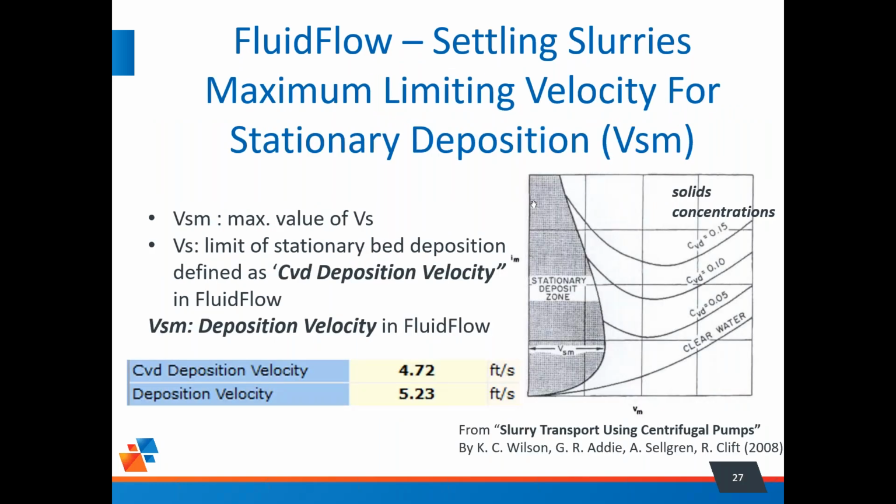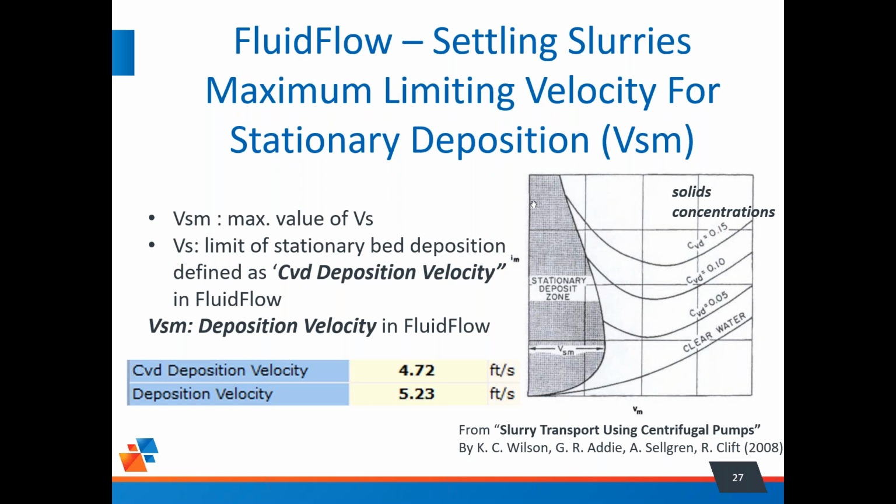Now, an important output measure here is the limiting velocity. Let's think about it as the smallest mixture velocity that your system could be at to ensure that there's no possibility for saltation.